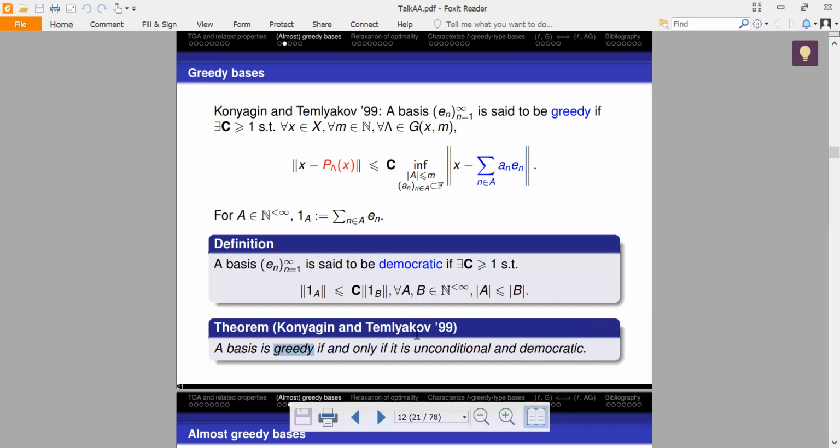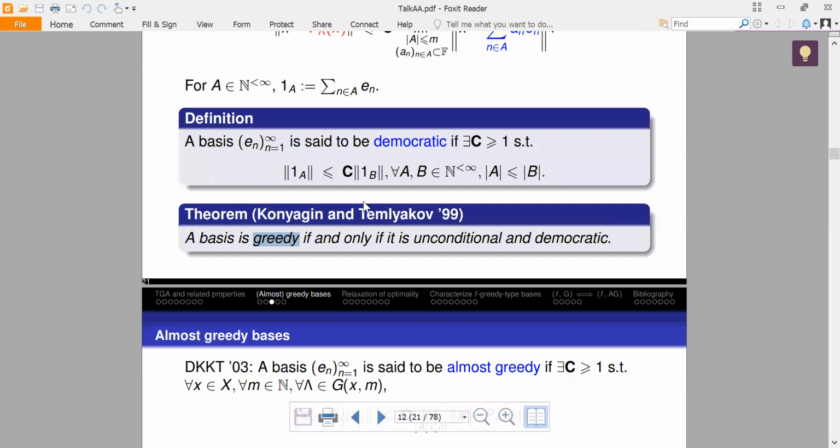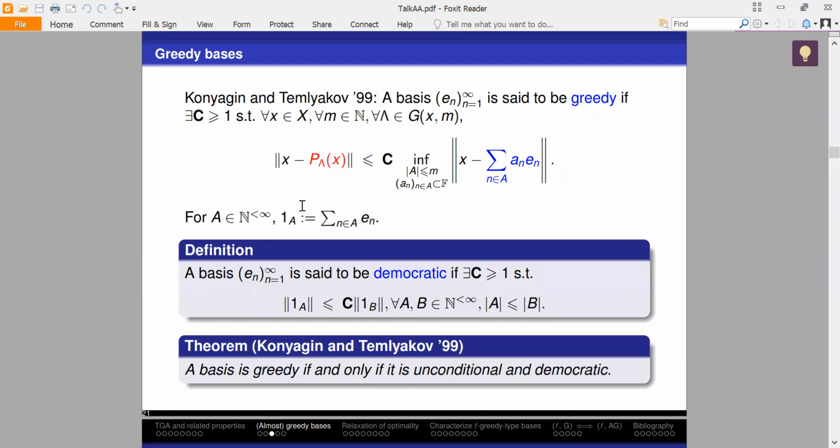So what are 1_A, 1_B? Oh, I'm sorry, I should mention it here. 1_A is the indicator function at A, meaning that you sum up all the vectors in the basis that are in A. Good question. I'm sorry about forgetting to mention the indicator function. So if the norm of 1_A is bounded by the norm of 1_B, then you have democratic.